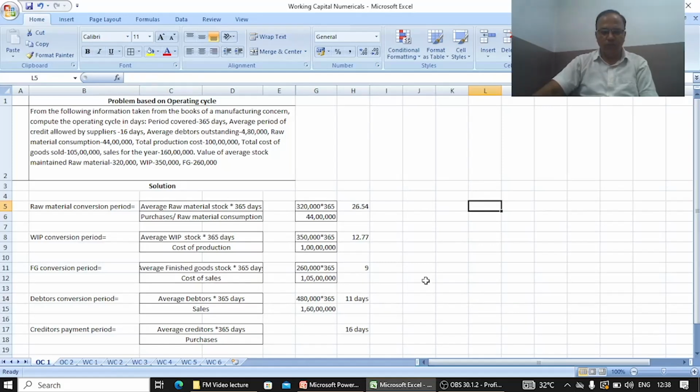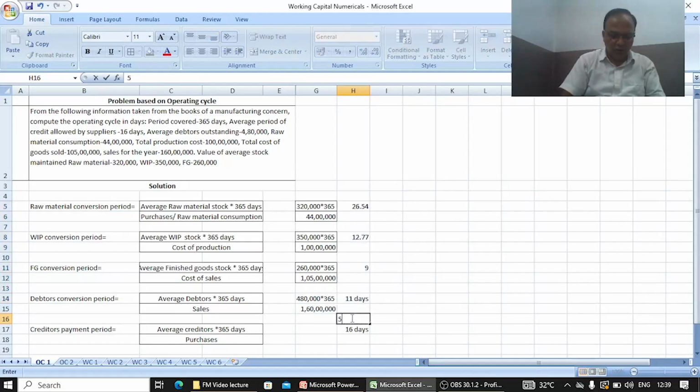Now we have to add all 4 heads. We have to add all 4 points and we have to deduct 16 days. So the total will be 26 plus 12, 38 plus 1, 39 plus 9, 48 plus 11. This is 59. Total is 59 less 16 days. Total will be 43 days.